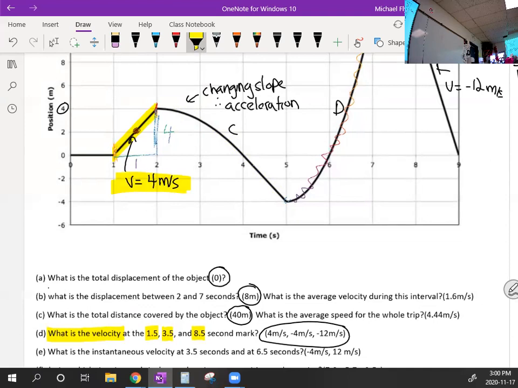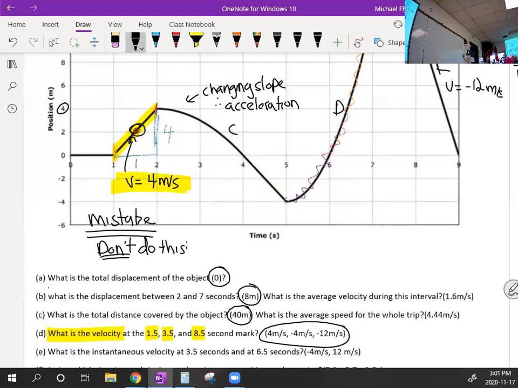Now, what's a common mistake? Don't be the kid that makes this mistake. And I'm going to write this. This is the mistake. Don't do it. Okay, don't do this.